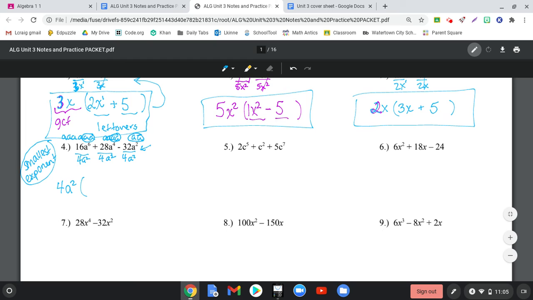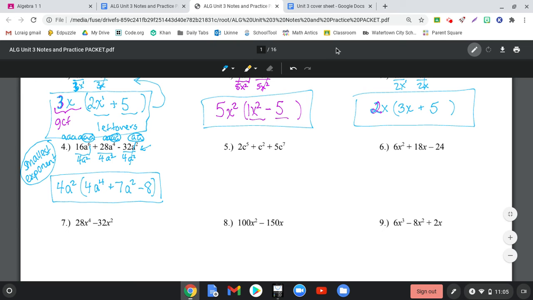All right, 16 divided by 4 is 4. 6 minus 2 is a to the 4th. Plus 28 divided by 4 is 7, and 4 minus 2 would be a squared. Finally, 32 divided by 4 is 8, and a squared cancels out. There's your answer. You successfully undistributed or factored using GCF.